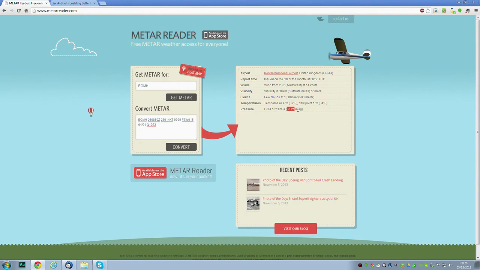Now, this is a free application, metarreader.com. So you can get the actual weather anywhere. If you're going to fly in an area, you find the ICAO code for your local airport, you put that in, and you're able to get a METAR. So when you use real world weather in Flight Simulator, to the extent that it accurately models real world weather, you'll be able to take off with a weather briefing, which is what all pilots do.